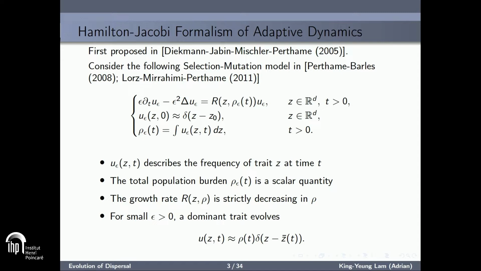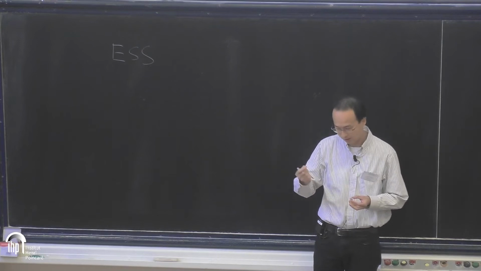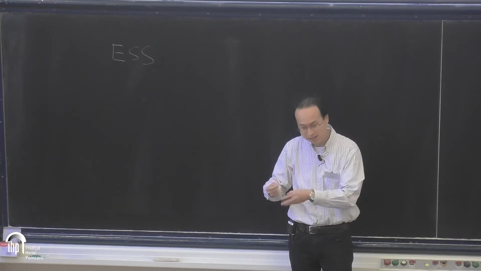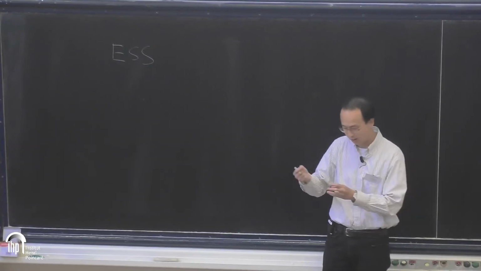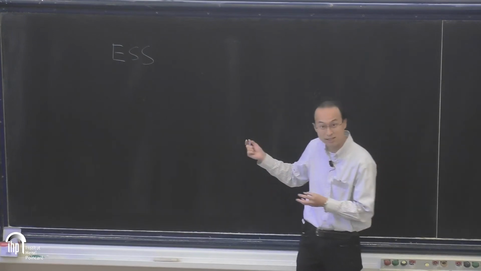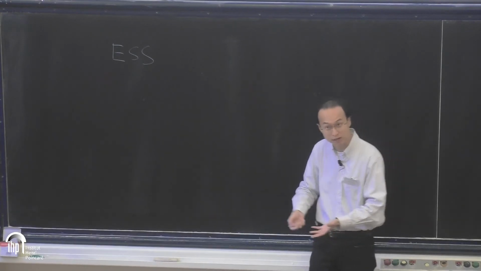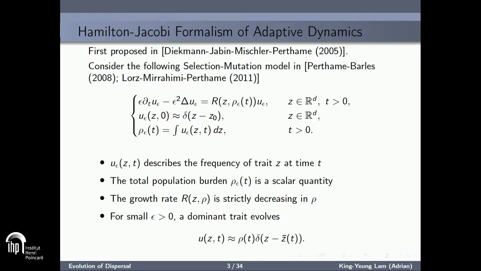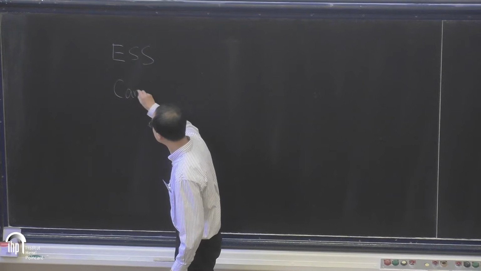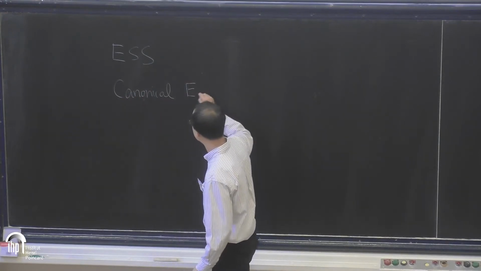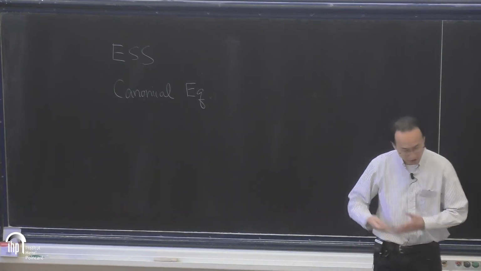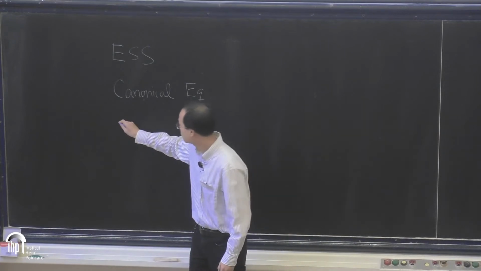Concepts such as evolutionarily stable strategy. And one can also ask, if you start from a non-optimal phenotype, will this invasion dynamics carry the dominant traits towards the ESS, and if it does, what will the trajectory look like? Can we describe the trajectory? In this respect, it corresponds to the concept of a canonical equation. And there's also a feature about evolutionary branching.